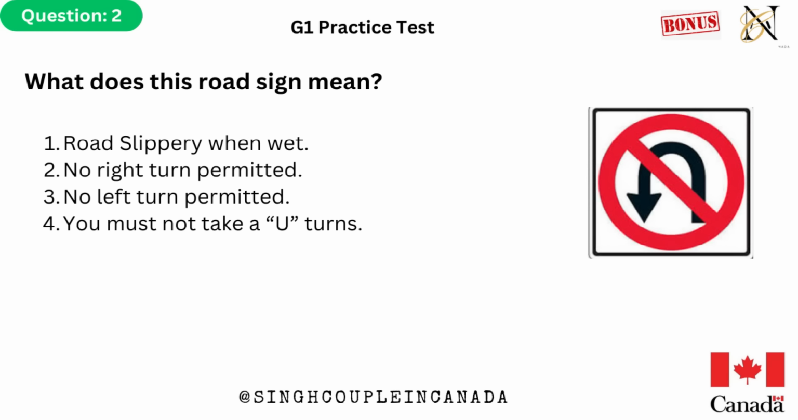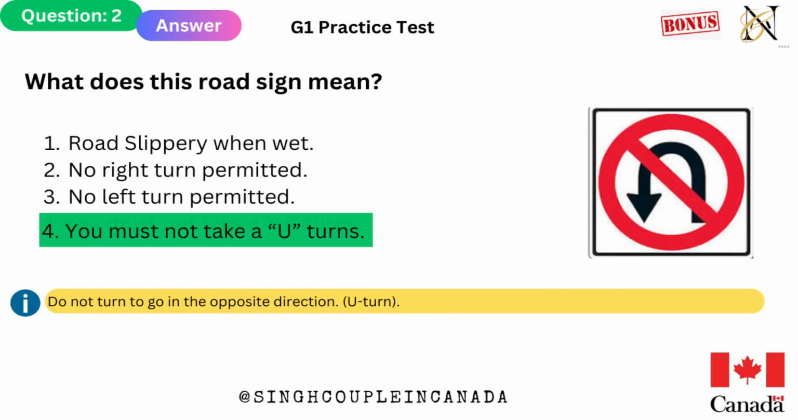What does this road sign mean? 1. Road slippery when wet. 2. No right turn permitted. 3. No left turn permitted. 4. You must not take a U-turn. The answer is 4, you must not take a U-turn. Do not turn to go in the opposite direction.